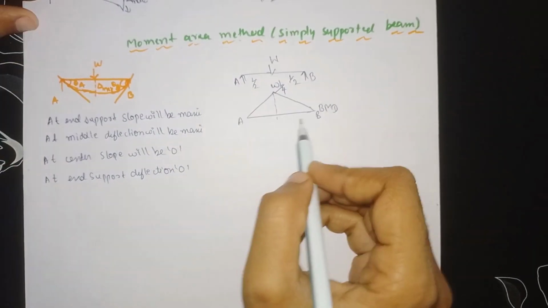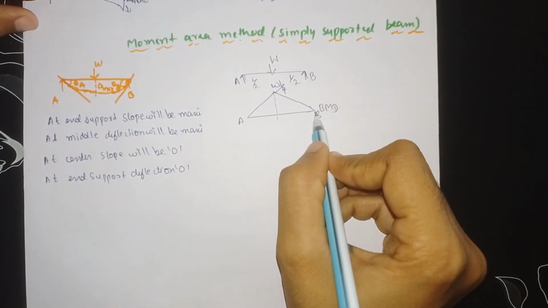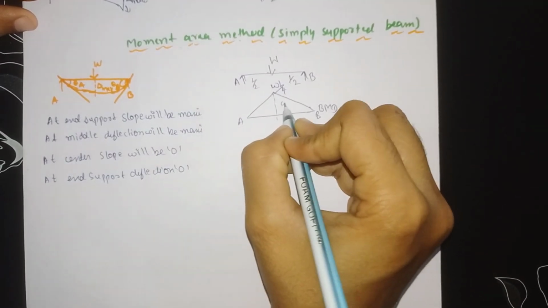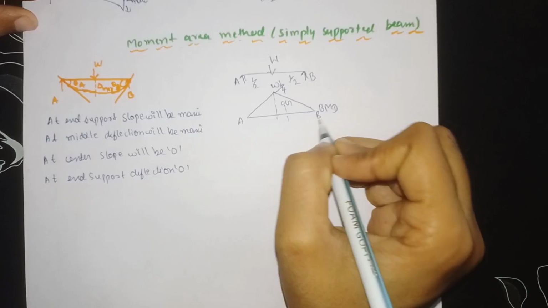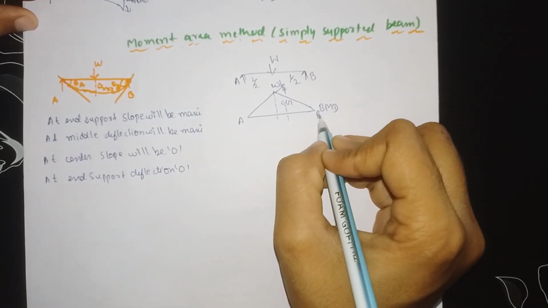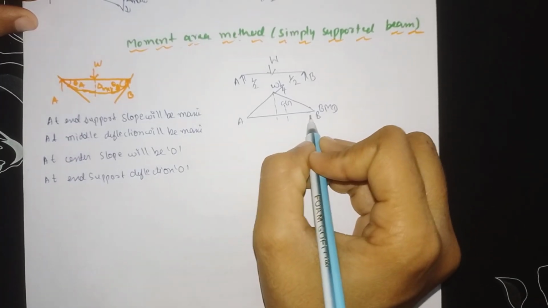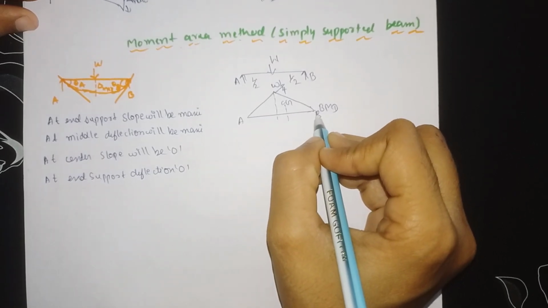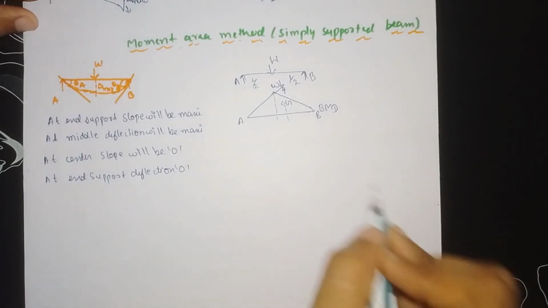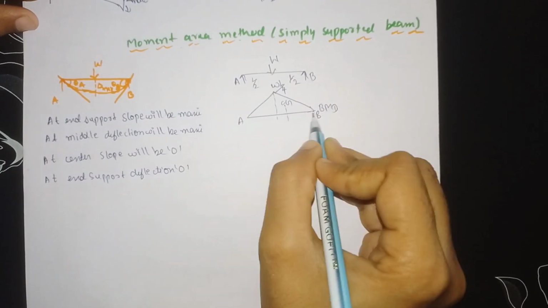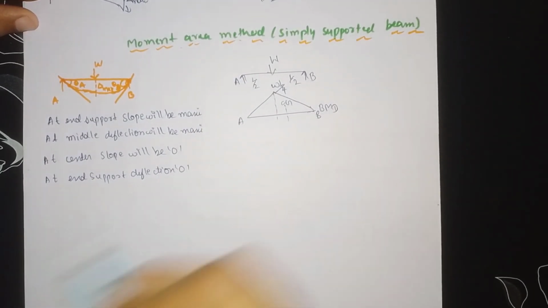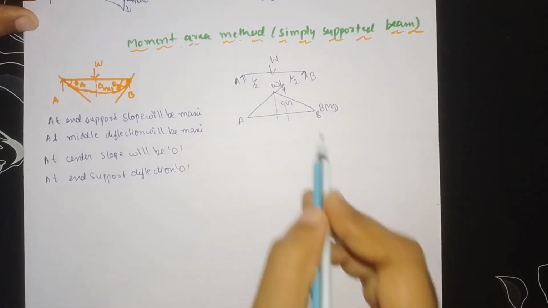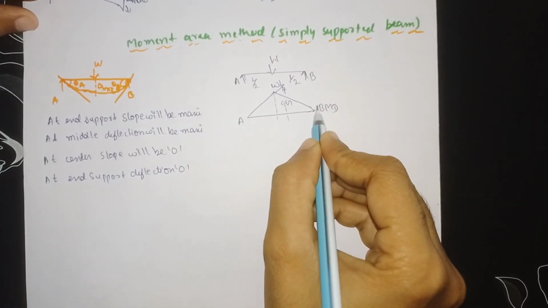If you want to find the bending moment at point B, then the distance of the CG, here the CG will come, we need to take from where the slope is maximum. You need to take the distance from here to here, because at the end support the slope will be maximum. We always need to take the CG distance from the point where the slope is maximum. Here at point B the slope will be maximum.